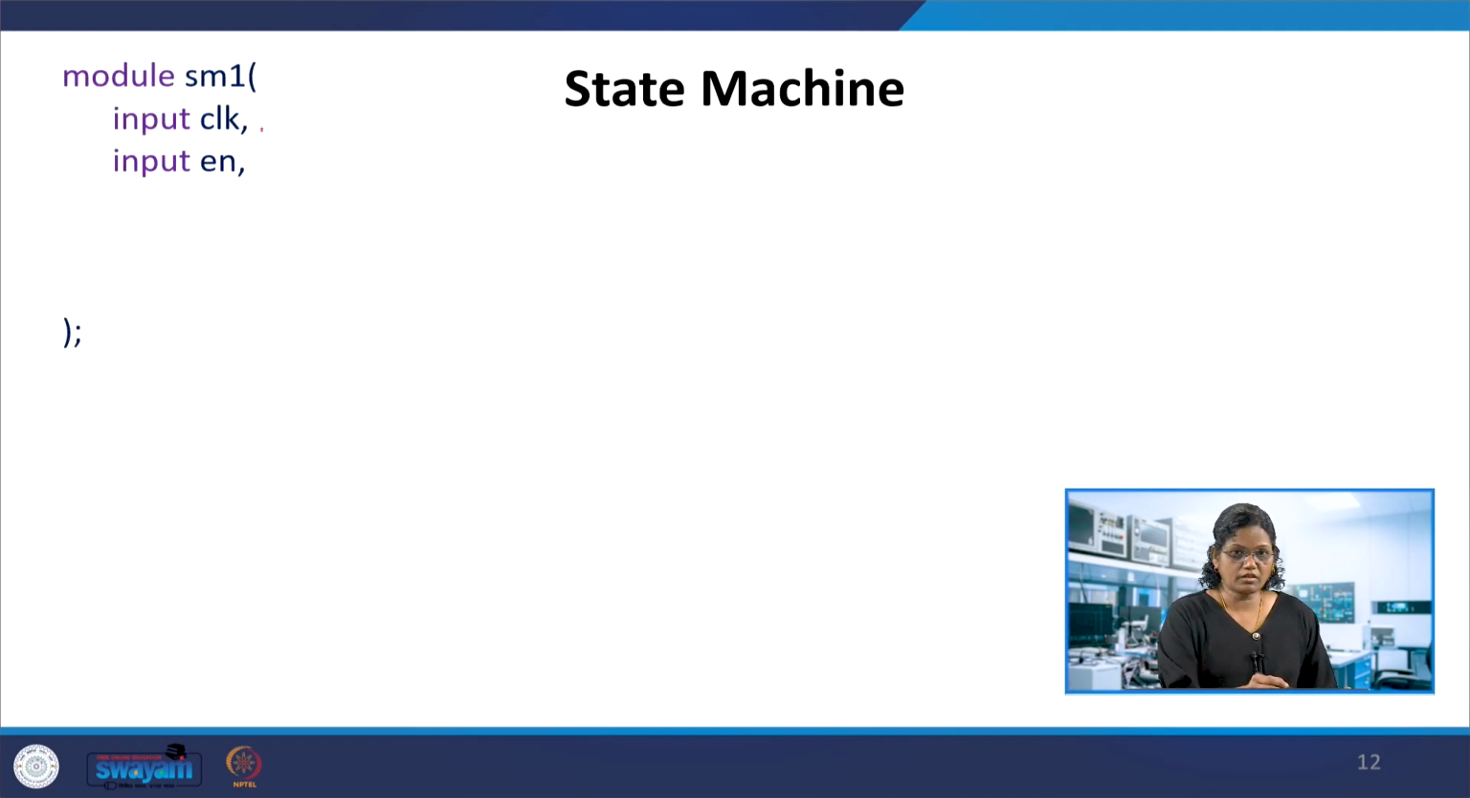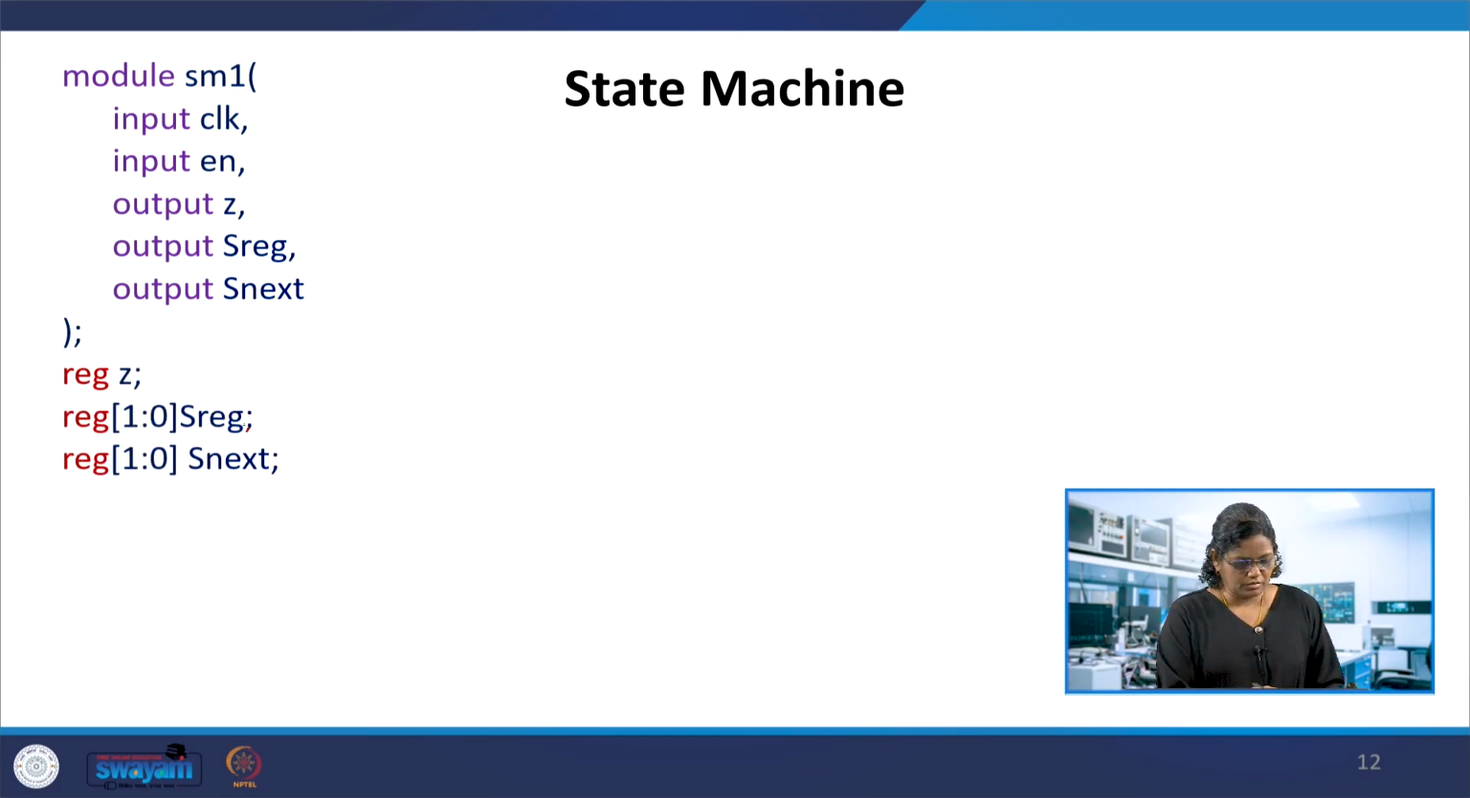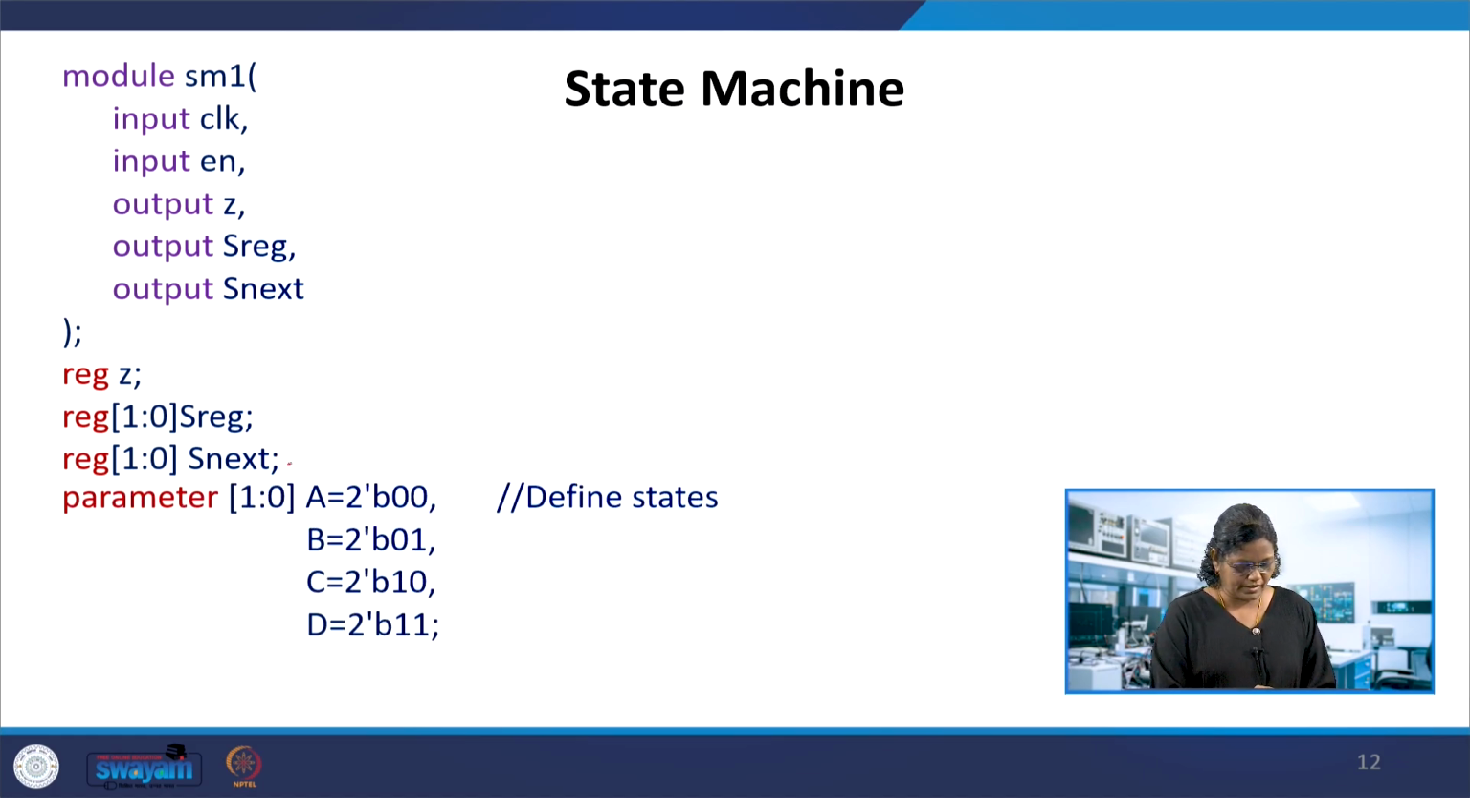State machine 1, the clock and enable, the output Z. We have also taken SREG and SNext in this. The registers are declared: Z, SREG and SNext are used in the always block. The net declaration is done, and then the parameter declaration, which defines the 4 states 0 0, 0 1, 1 0, 1 1 as ABCD. These are 2 bits. After the declaration, take the state memory.